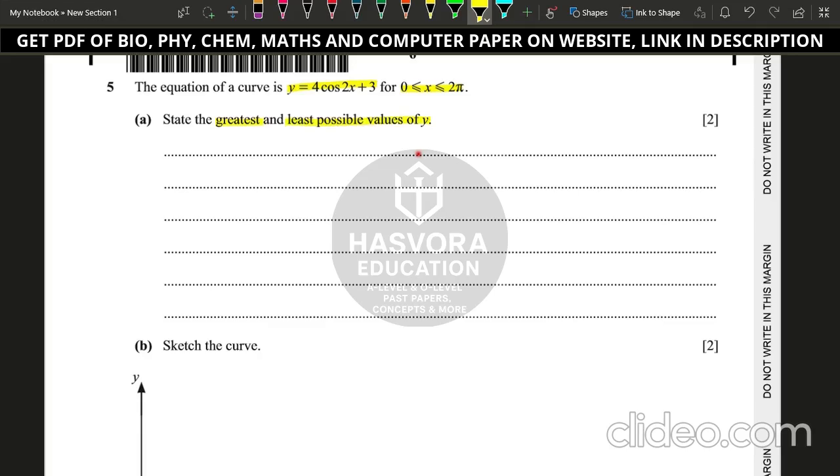Now most of the students just get confused in these types of questions, but believe me, it's the easiest type of question. First of all, you need to know the range of the standard trigonometric ratios. For example, we have the cos x here. So what is the range of cos x? It is greater than minus 1 and less than 1. Now what do we have here? We have 4 cos 2x.